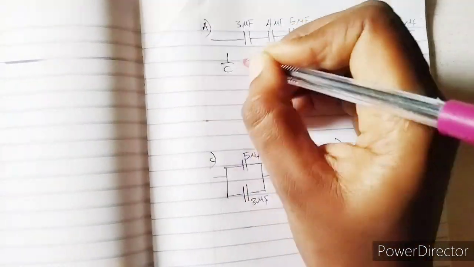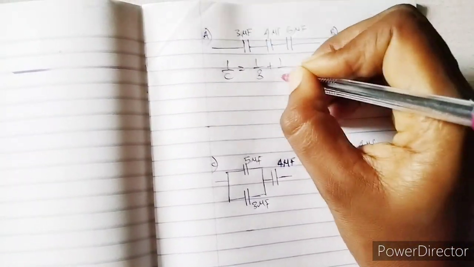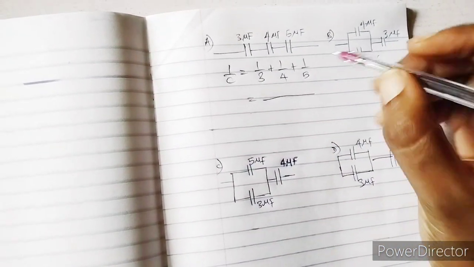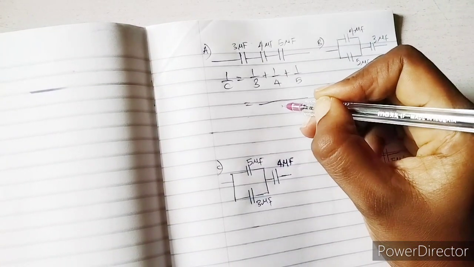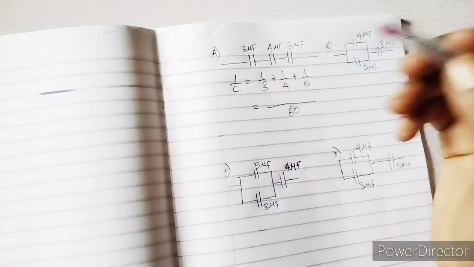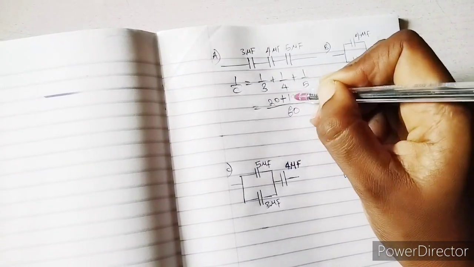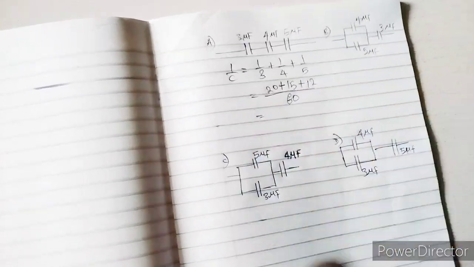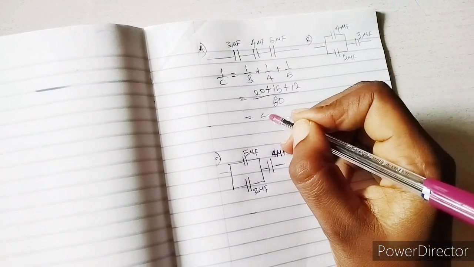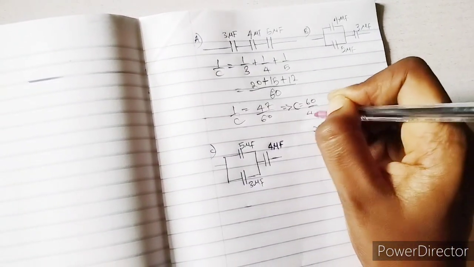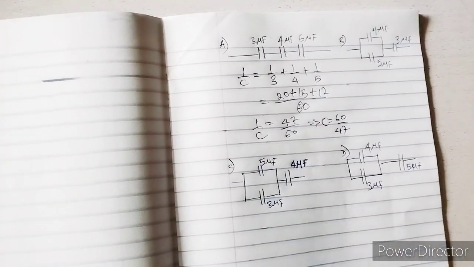So right now we'll find the capacitance of these 3 capacitors in series, which is the reciprocal of each of them. So when we add them, this is what we're going to get for the A option, which is 60 over 47.